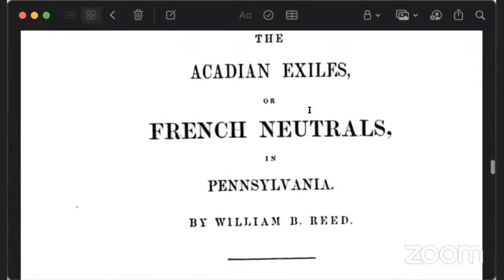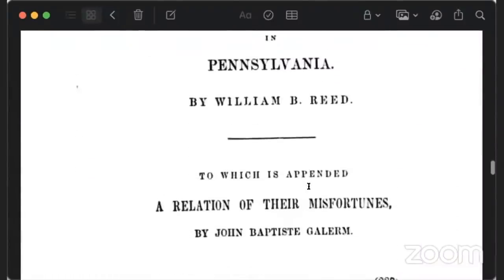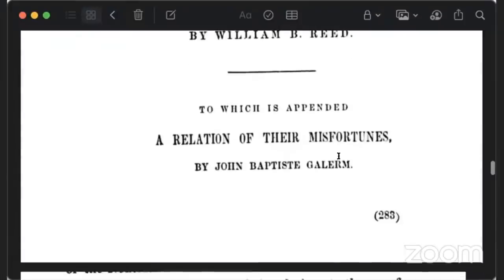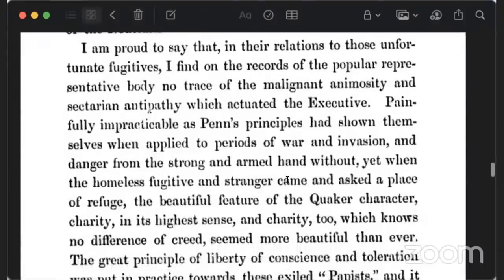The Acadian exiles or French neutrals in Pennsylvania. All right, this is what we were just reading about. To which is appended a relation of their misfortunes by John Baptist Galerm. I am proud to say that in their relation to those unfortunate fugitives, all right, fugitives, runaways, right? Fugitive. I find on the records of the popular representative body no trace of the malignant animosity and sectarian antipathy which actuated the executive. He's saying, I don't see any reason why they're messing with these people.